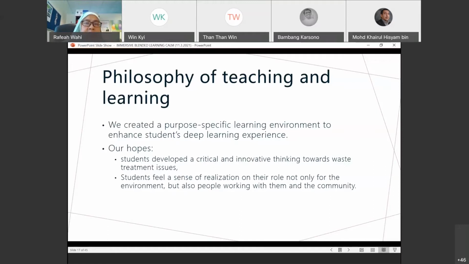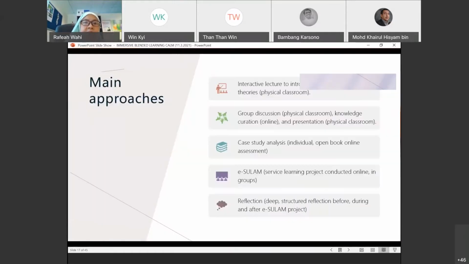Okay, so in this course, we hope that our students can feel a sense of realization of their roles, not only for the environment, but also the community and people who are working with them. Right? So these are the main approaches that we use for this course. We have interactive lecture, not to say that we don't have lecture at all.